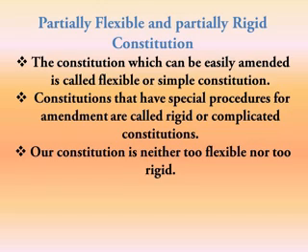So that is flexible. And what is rigid? Rigid means we need special permission and special procedures in order to make changes in the constitution. The constitution that has special procedures for amendment is called a rigid or complicated constitution. But dear students, ours is a constitution that is neither too flexible nor too rigid. It is in between flexible and rigid.